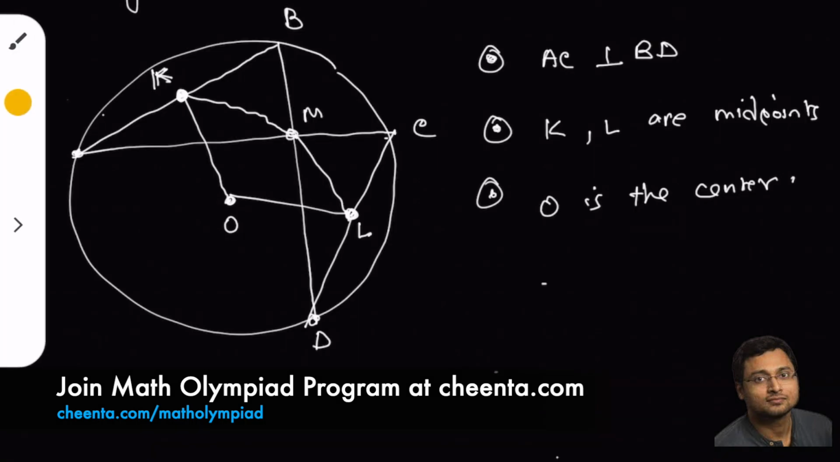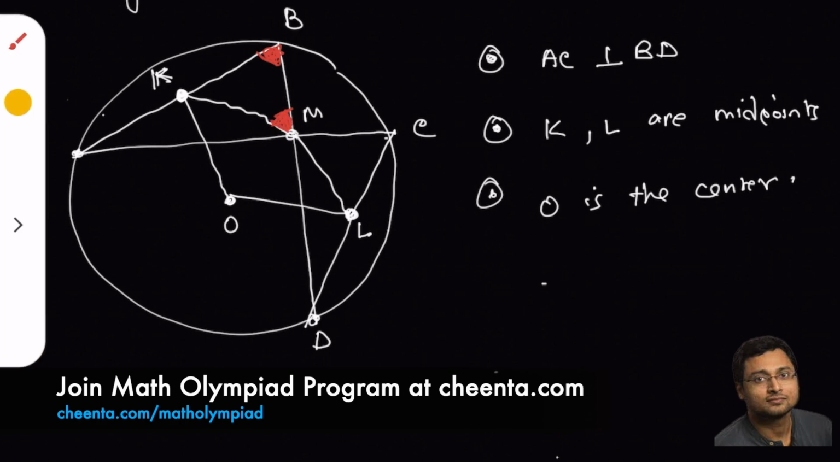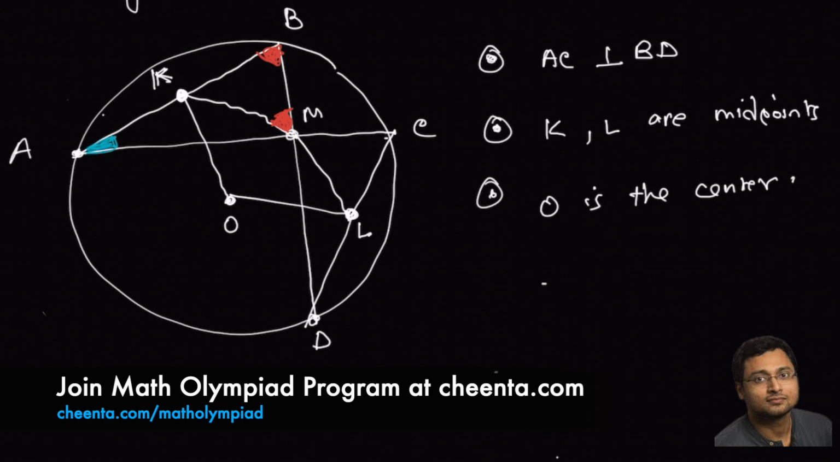So I can easily say that these two red angles are equal, and I can easily say that these two blue angles are equal. Okay, because KA will be equal to KM, so this is an isosceles triangle. K is the circumcenter, it's the midpoint of the hypotenuse. So KA is equal to KM, so these two angles are equal. KB is equal to KM, so these two angles are equal.